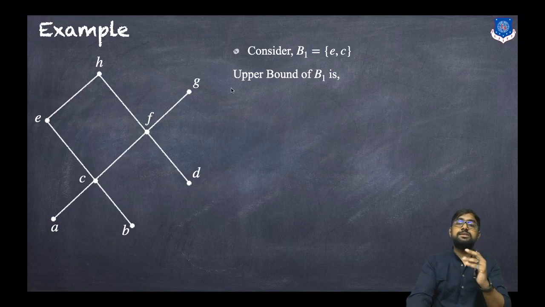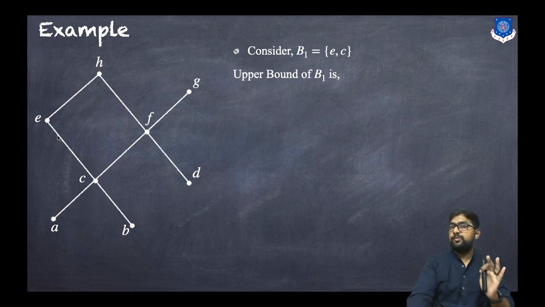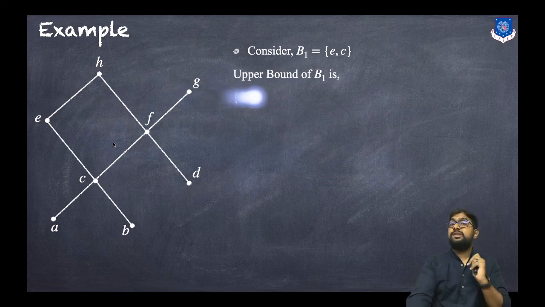Now consider the elements of B1, the given set itself, E and C. Can we go from C to C? Yes, because it is a poset, so reflexivity is there. Now can we go from E to C? For E to C we need to go in the downward direction, but that is not possible. Now just consider E. Can we go from C to E? Yes, it is obvious. And can we go from E to E? We can go from E to E. So E can be an upper bound. So what are the upper bounds? E is an upper bound and H is an upper bound.